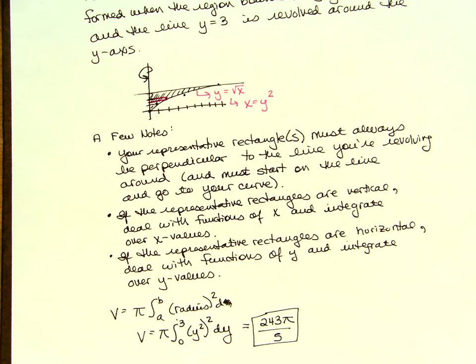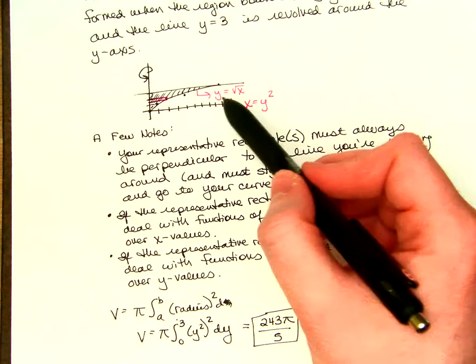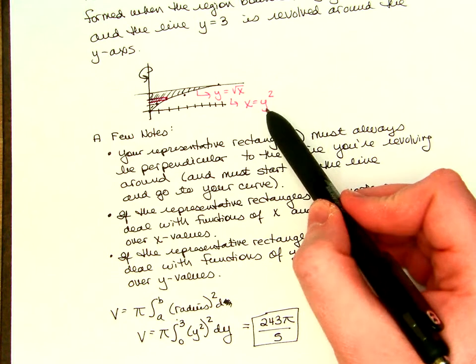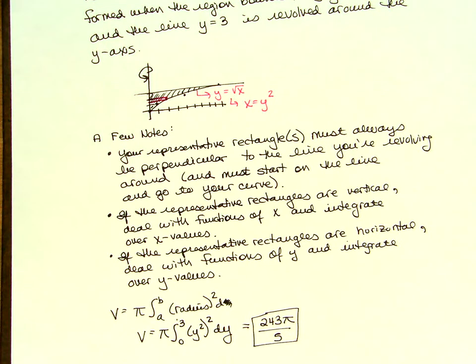243 pi over 5. Horizontal rectangles, we need functions of y. So if I have a function of x, I'm just going to solve that thing for x to get a function of y. And I'm going to integrate over my y values. I have 2 more examples that I need to show you.